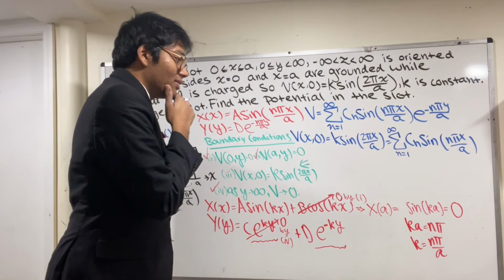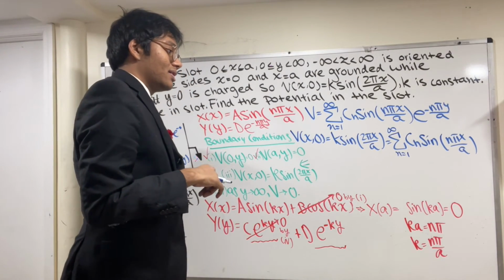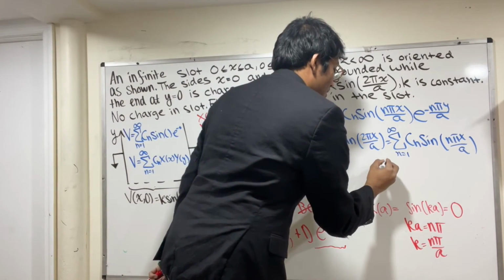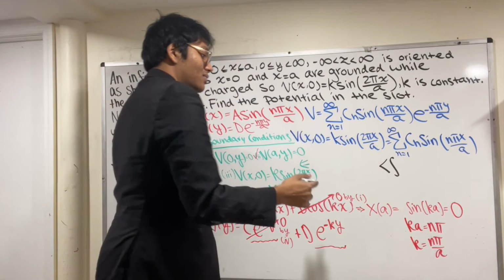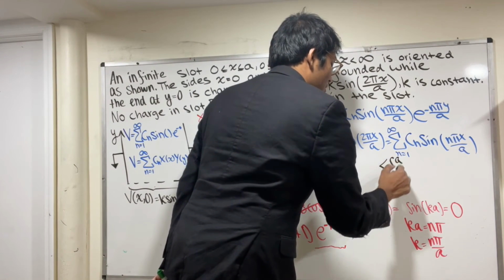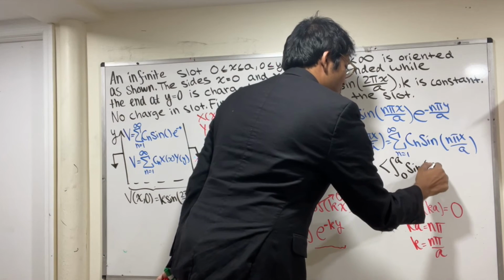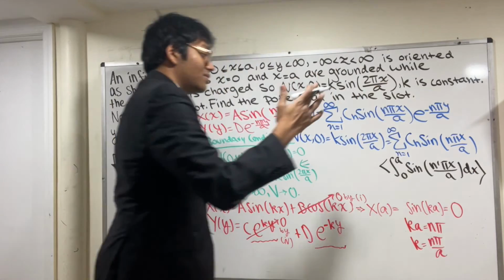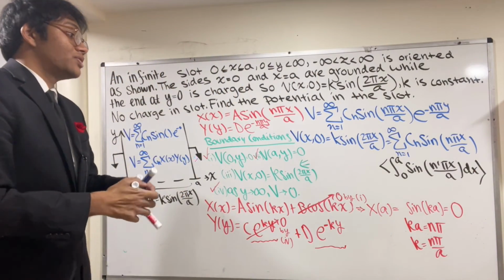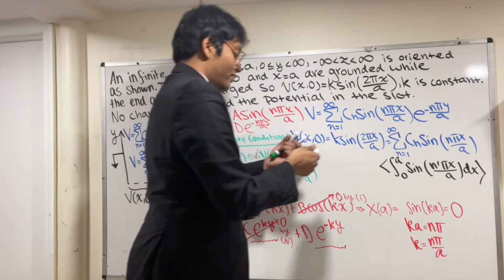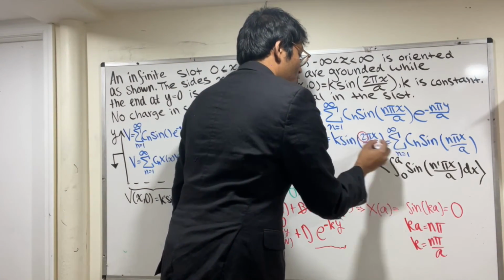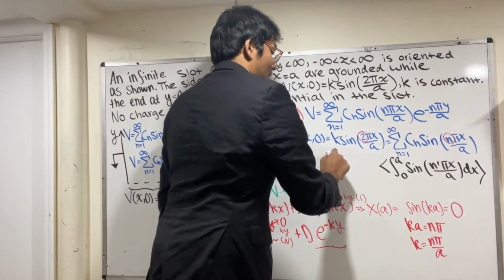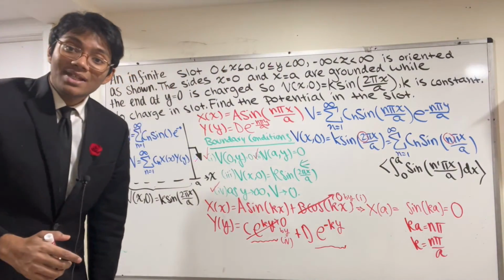And now, we don't even have to use Fourier's trick. We could, if we wanted. You could very well write out the integral from 0 to a of sine of n prime pi x over a dx, and you could really do that if you wanted to. But just observe what we have here: we have sine of 2 pi x over a times k, and sine of n pi x over a times c sub n. What does that mean?